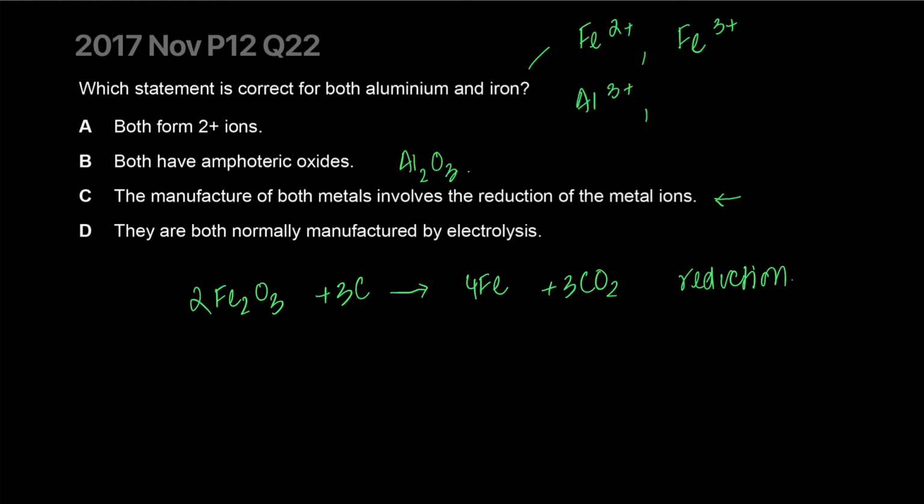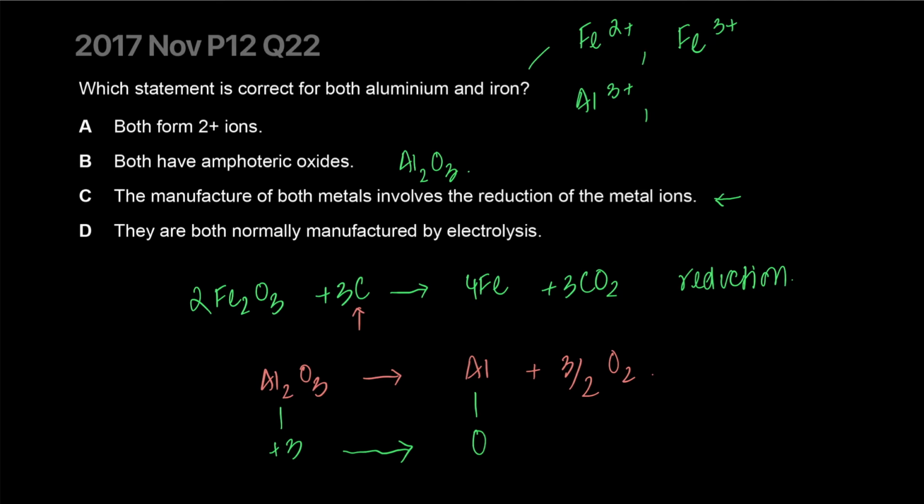On the other side, with aluminum, it is more reactive than carbon, so carbon can't do anything to displace it. So we use good old electrolysis. We just melt it and we use electrolysis and it forms aluminum and 3 oxygen. And this is also reduction because aluminum is reducing. It has a charge of 3 plus, turning into 0. So the oxidation number is reducing, or it's gaining electrons, both of which is reduction.